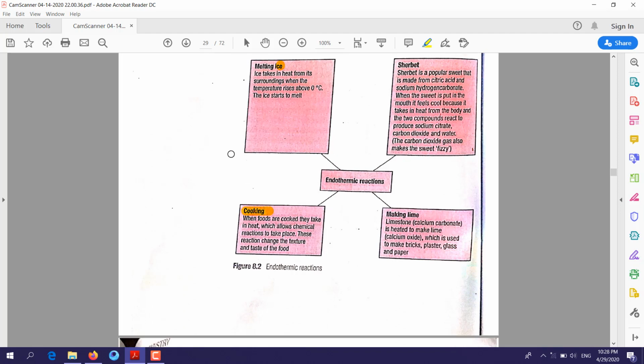Another example, cooking. If you want to cook anything, what will you do? You will put a pan on a source of heat, an oven. In this case, what will happen? For example, let's say you are cooking an egg. Egg, firstly, is like a jelly, but when it starts taking in the heat, it will turn solid. So cooking is an example of an endothermic reaction.